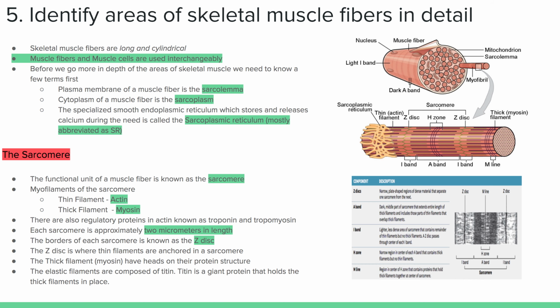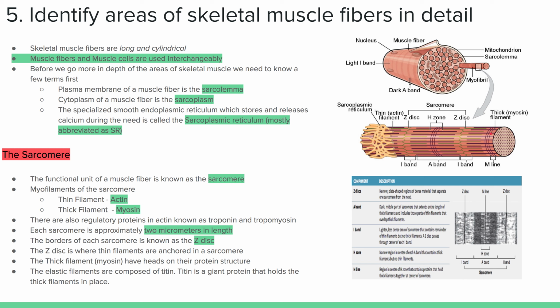Next, we're going to talk about the areas of skeletal muscle fibers. Before we go into more detail, the terms muscle fibers and muscle cells can be used interchangeably. The plasma membrane of a muscle fiber is known as the sarcolemma. The cytoplasm of a muscle fiber is known as the sarcoplasm. There's also a smooth endoplasmic reticulum which stores calcium when needed for the muscle, because calcium is needed for muscle contraction. We'll get into that in our next video. That area is called the sarcoplasmic reticulum.